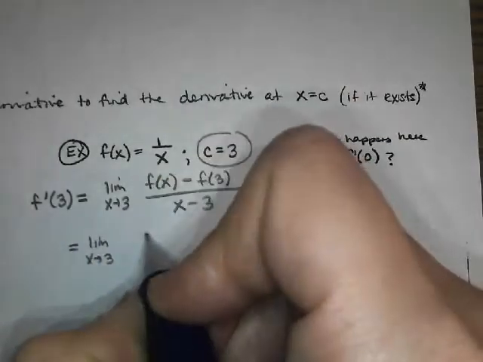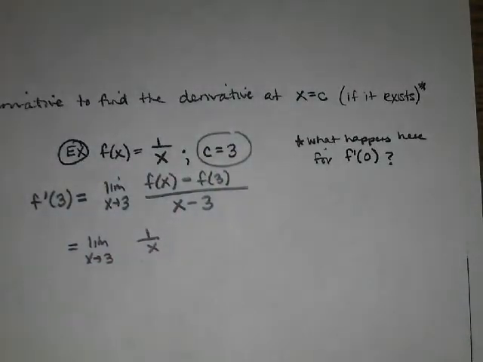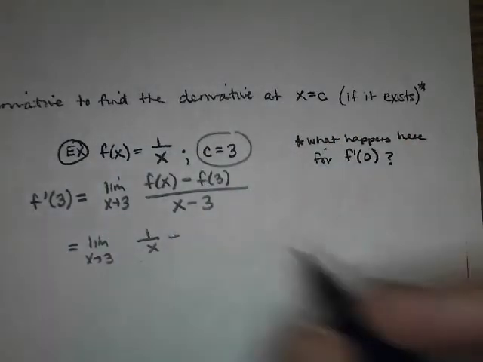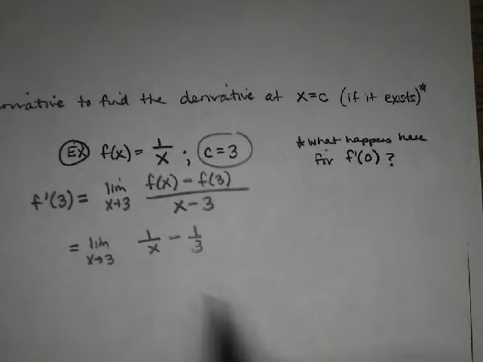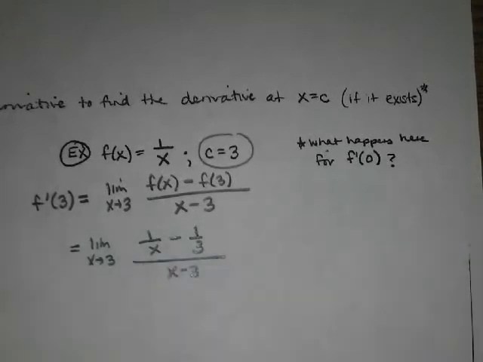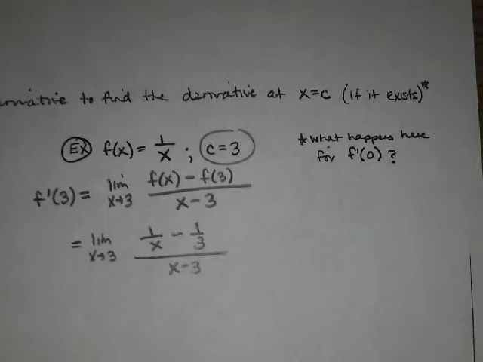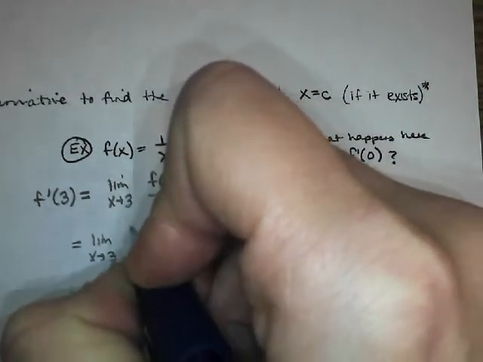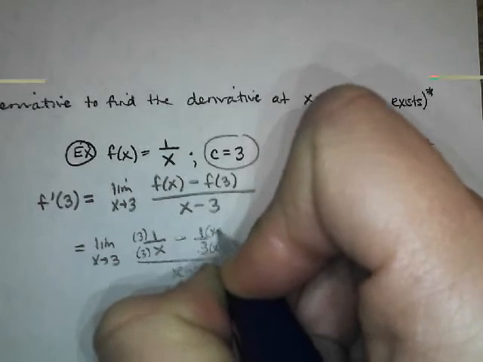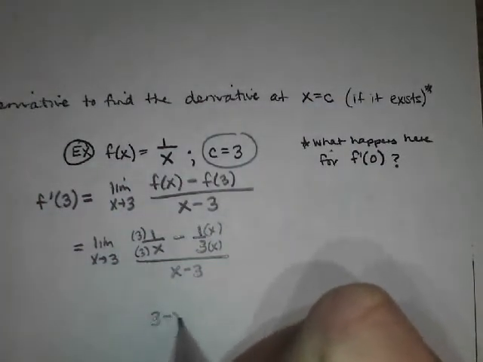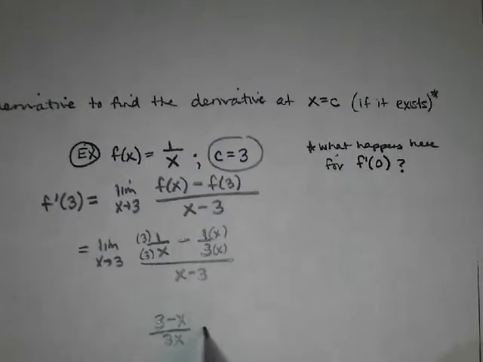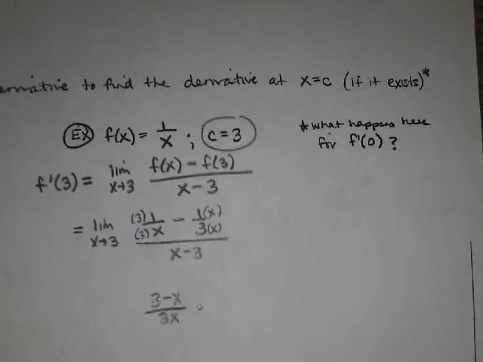In for f of x just goes the function, 1 over x. What's f of 3 in this case? 1/3. All over x minus 3. And like most others, we're going to have to clean this up. So we have some complex fractions. Getting a common denominator in the numerator, I need a 3 and a 3 here, x and an x here. That's going to make my numerator 3 minus x over 3x. And actually right now I'll keep change. Instead of dividing by x minus 3, I'm going to multiply by the reciprocal.